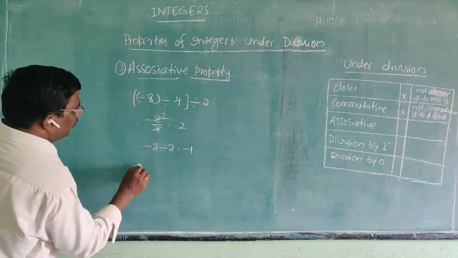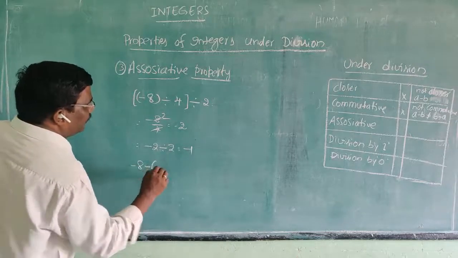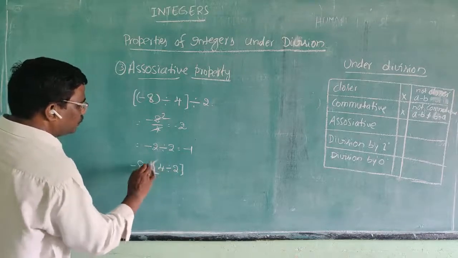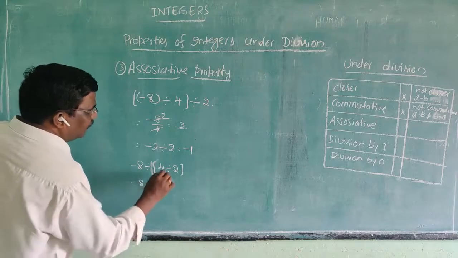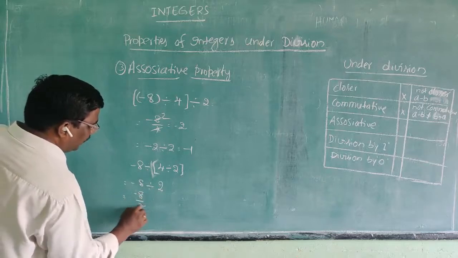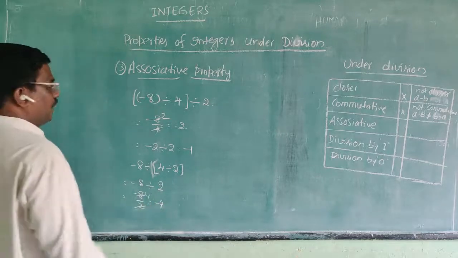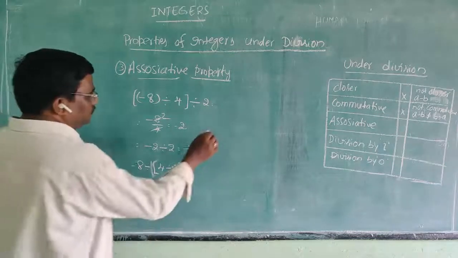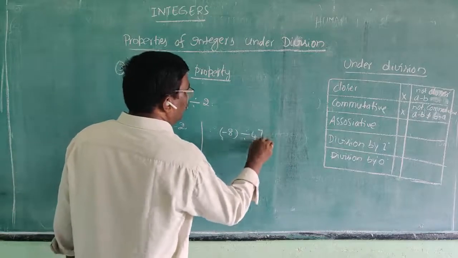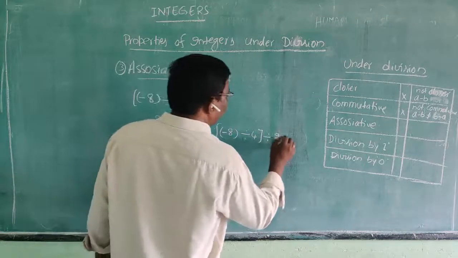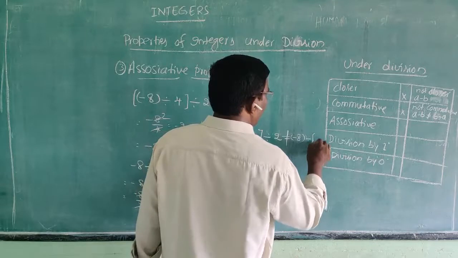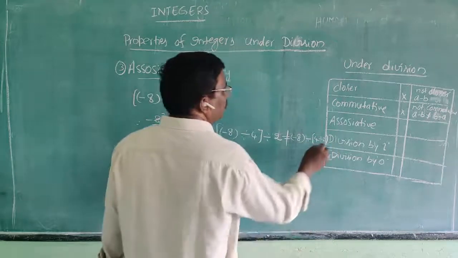Next, let us take minus 8 divided by 4 divided by 2, this time grouping 4 divided by 2 first. That equals minus 8 divided by 2, which is minus 4. So minus 8 divided by 4 divided by 2 is not equal to minus 8 divided by the quantity 4 divided by 2.